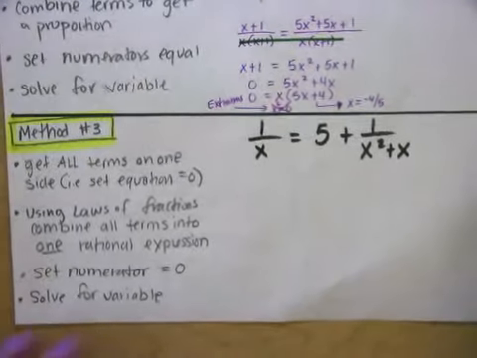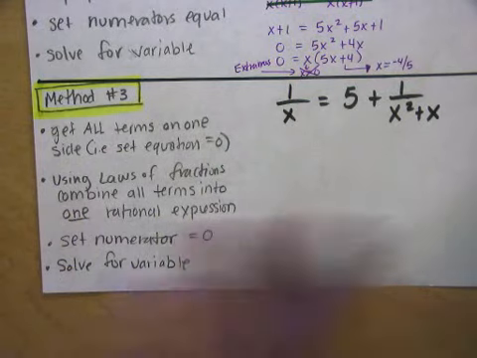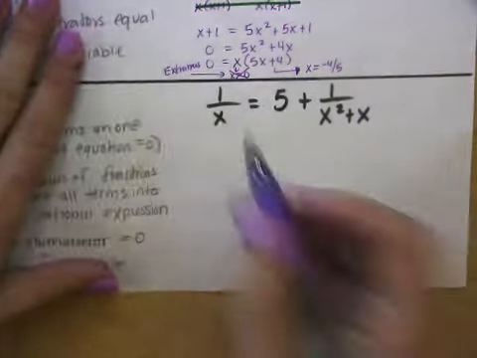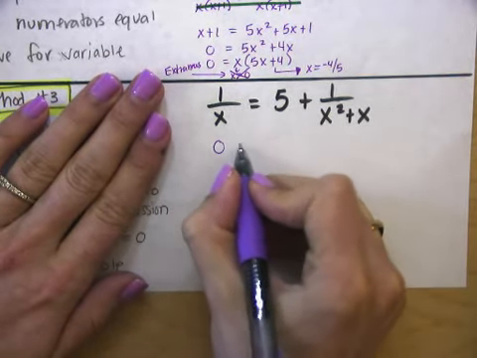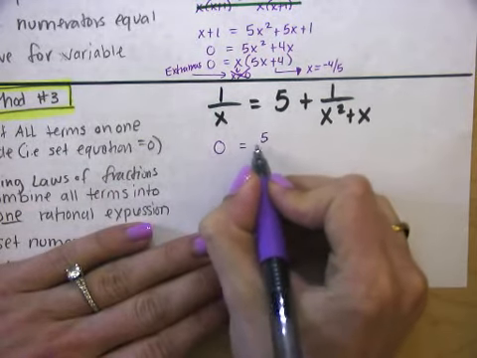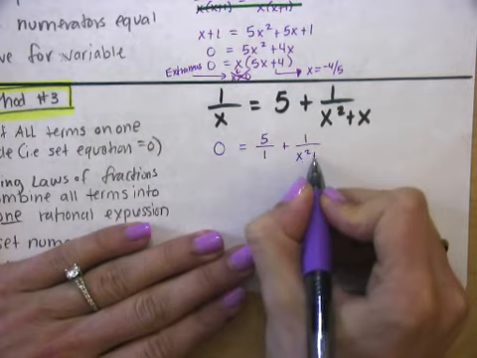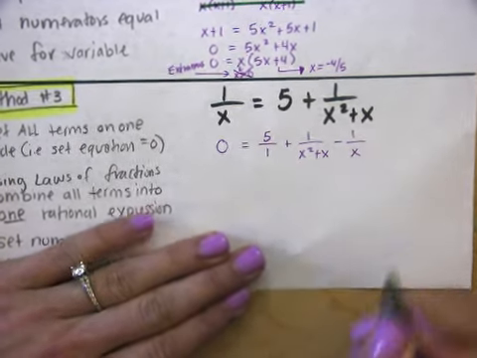All right, method number 3 says get all terms on one side. So just bring everything over to one side. In this case, I'm going to bring this term over since I only have one term over here. So this would leave me with 0. On this side, I'm going to write this as 5/1 just to get ready. I'm anticipating I'm going to have to get some common denominators here. And then subtracting the 1/x.